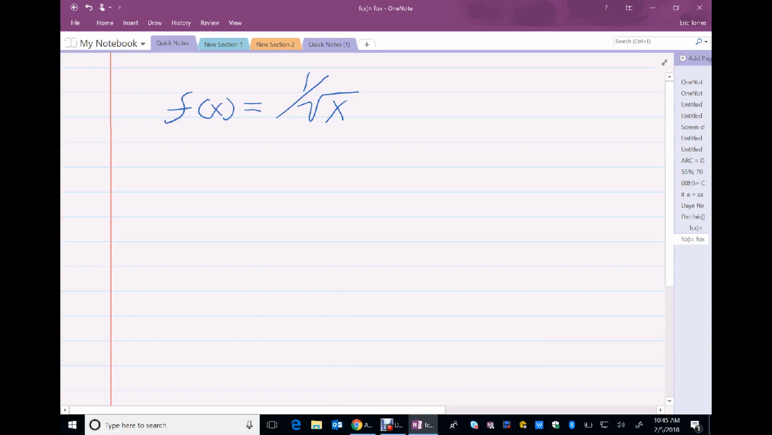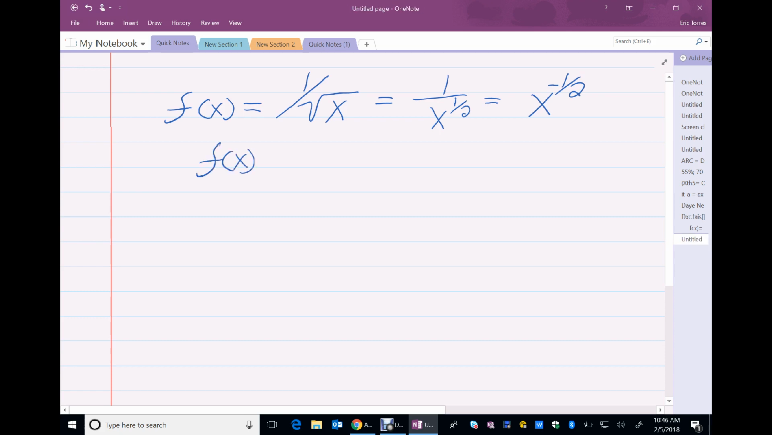Okay, we're going to look at a couple of examples here where we're taking a derivative and you need to recognize you can use the power function rule. First of all, this function f of x, I could rewrite this as 1 over x to the 1/2, which I can also rewrite as x to the negative 1/2. Now, I have a power function.